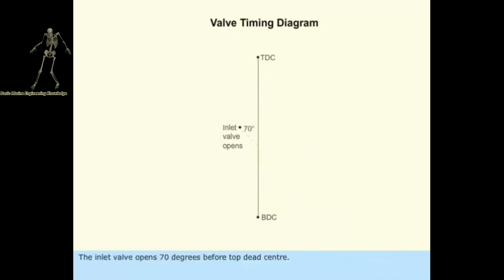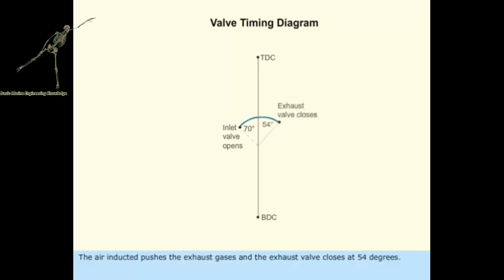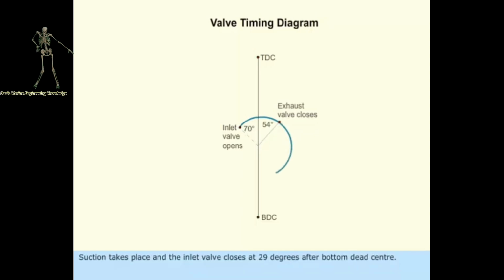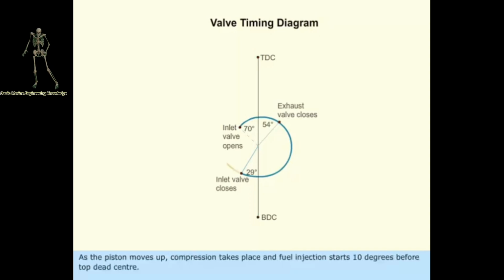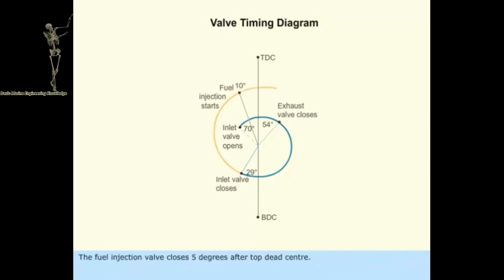The inlet valve opens 70 degrees before top dead center. The air inducted pushes the exhaust gases and the exhaust valve closes at 54 degrees. Suction takes place and the inlet valve closes at 29 degrees after bottom dead center. As the piston moves up, compression takes place and fuel injection starts 10 degrees before top dead center. The fuel injection valve closes 5 degrees after top dead center.